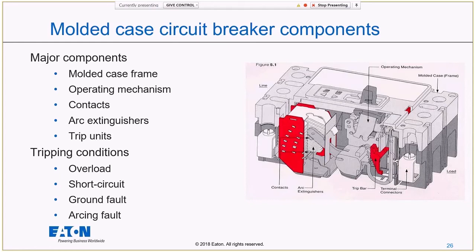Now, the tripping conditions of any molded case breaker. Any thermomagnetic circuit breaker is going to trip under overload and short circuit. That's going to be typical. And then sometimes I can get a specific trip unit that will sense a ground fault and an arcing fault and trip on that as well.